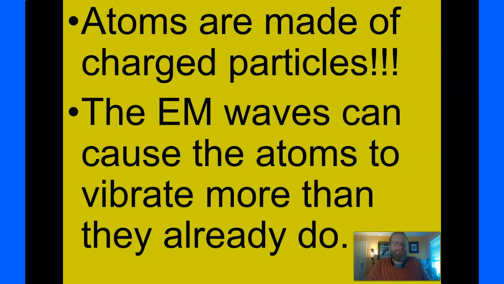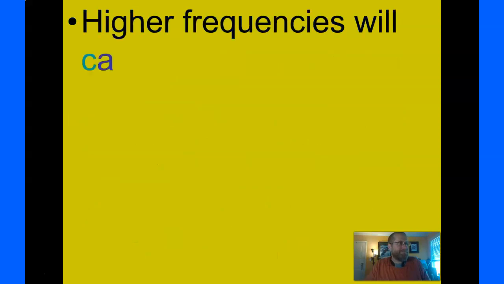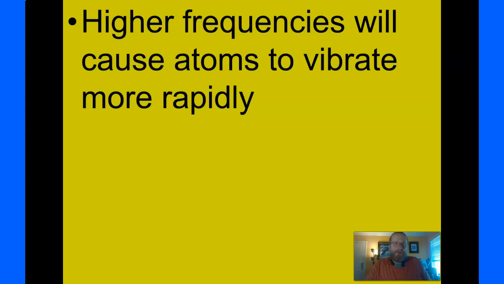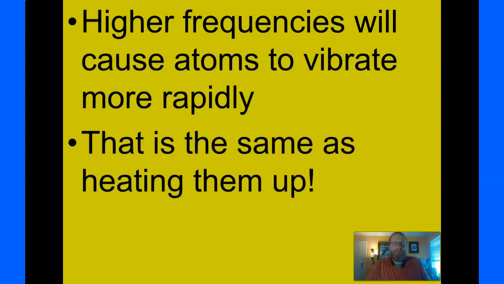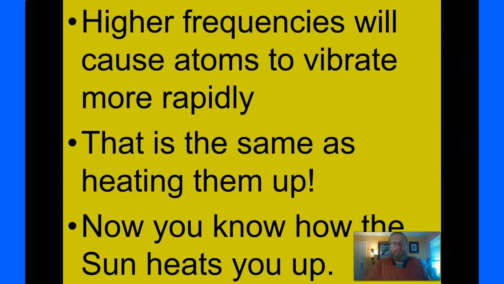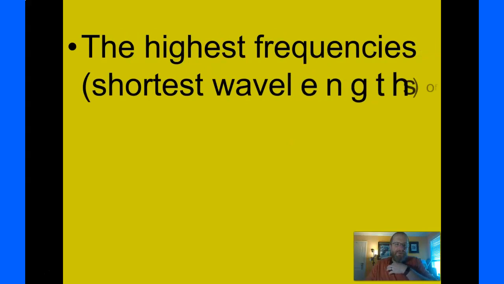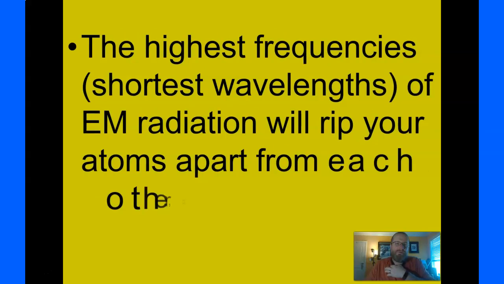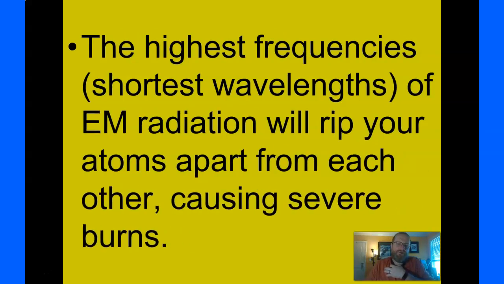Cool, huh? Higher frequencies will cause atoms to vibrate more rapidly, same thing as heating up. Now you know how the sun heats you up. Lower frequencies won't really affect you too much, like radio waves. Let me show you what I mean. The highest frequencies, shortest wavelengths of EM radiation, will rip atoms apart from each other, destroying molecules. That's a burn. You get sunburn. Or some of us do. I know I do.